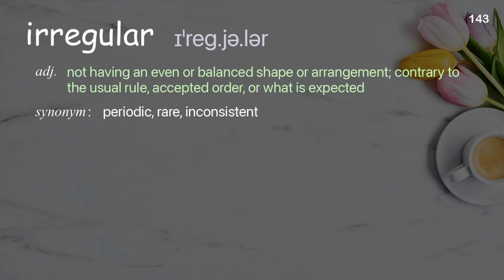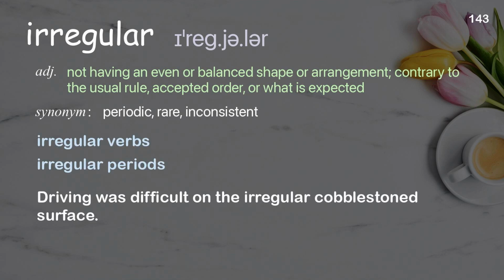Irregular. Not having an even or balanced shape or arrangement, contrary to the usual rule, accepted order, or what is expected. Examples: Irregular verbs. Irregular periods. Driving was difficult on the irregular cobblestone surface.